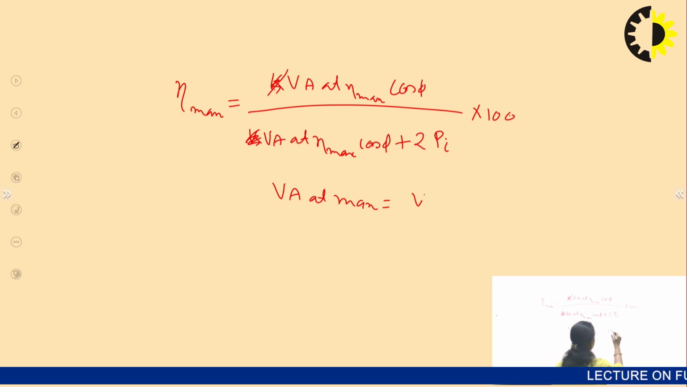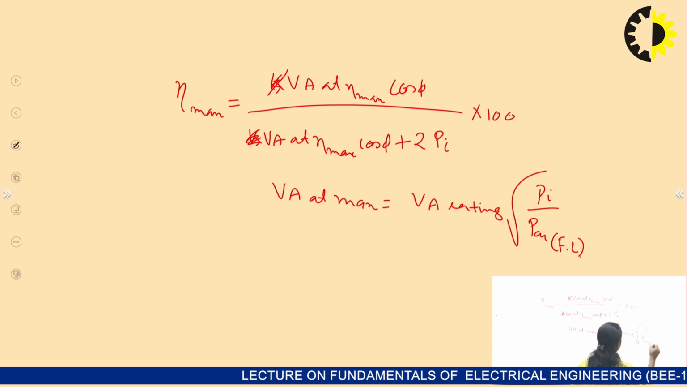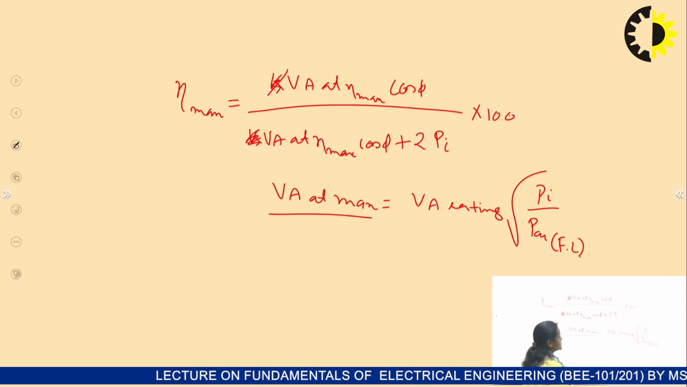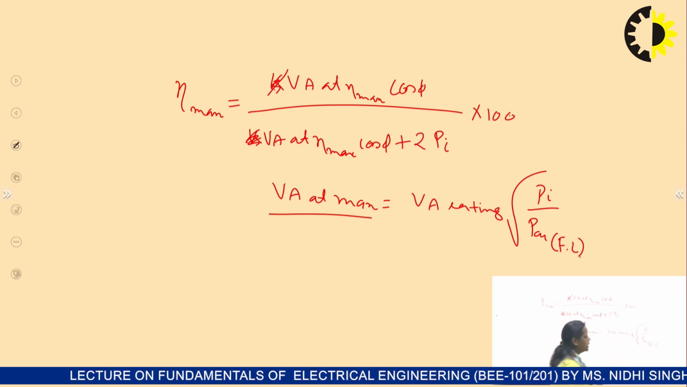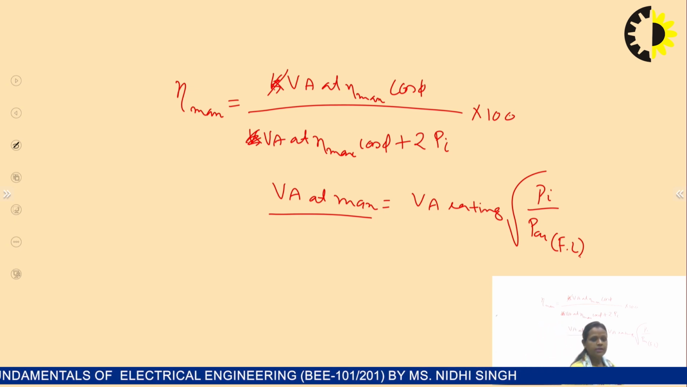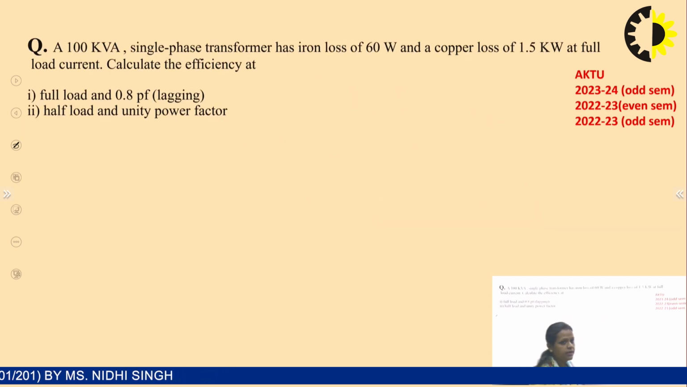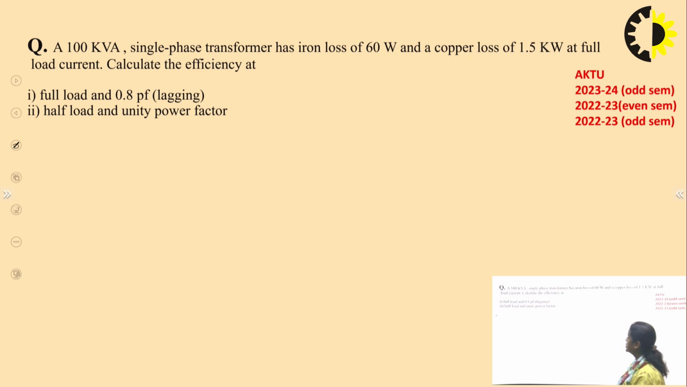This will be VA rating under root iron loss by copper loss at full load. So this is VA at maximum efficiency. These are some of the formulas which we will use to solve our numericals to find the efficiency of a transformer. Now we will take the first numerical, and you can see this question is continuously coming.